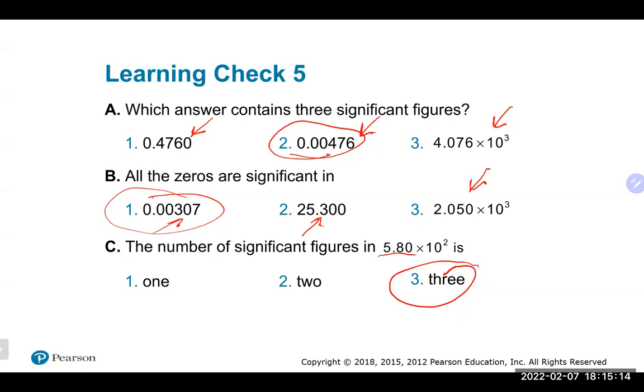For B, yeah. Which one would be 2? Oh, would the answer be 2? Is that what you're asking?